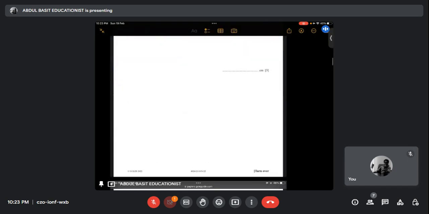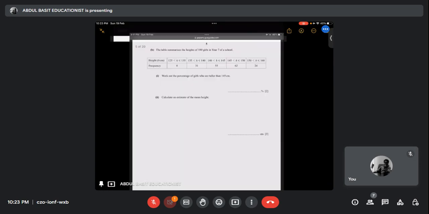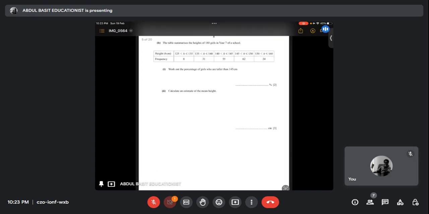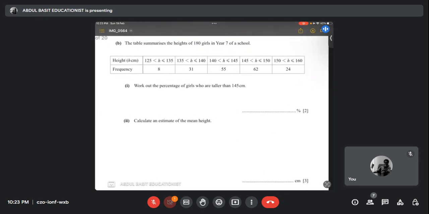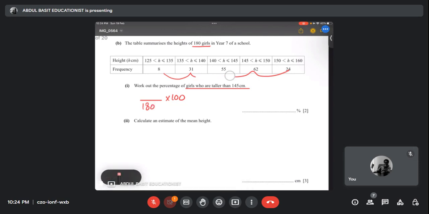Okay, let's see. We get the next question, and it is from October/November 22, paper 2, October/November 22. Work out the percentage of the girls who are taller than 145. So percentage is part divided by total multiplied by 100. I can see that there are 180 girls, and if you add these we'll get 180. So please look at the table and tell me what is the answer for that.